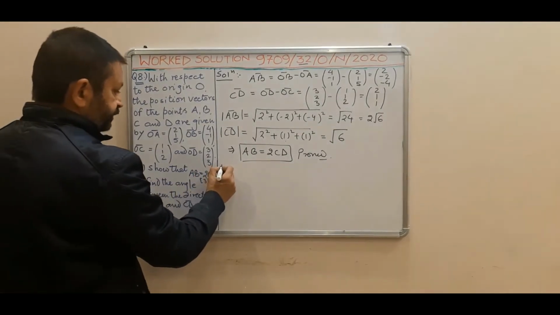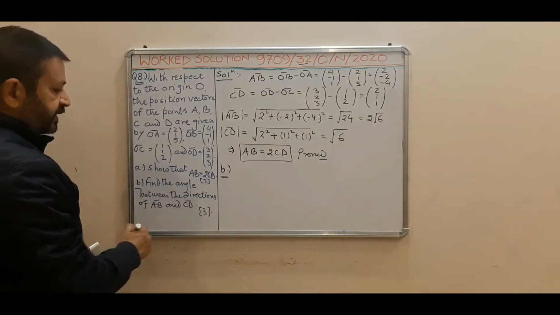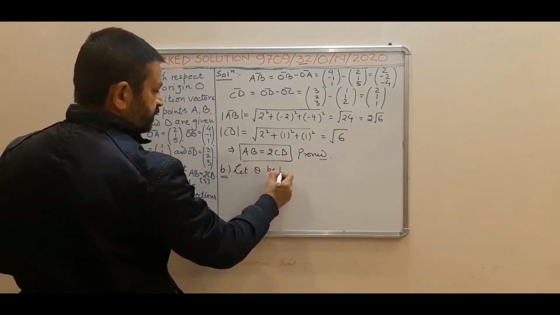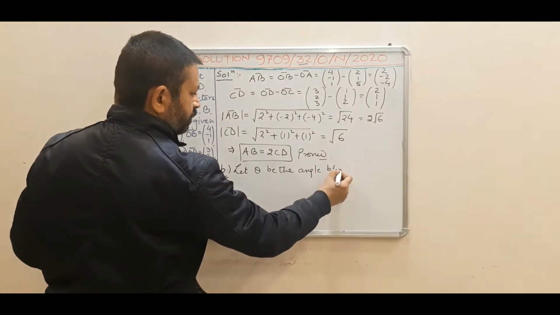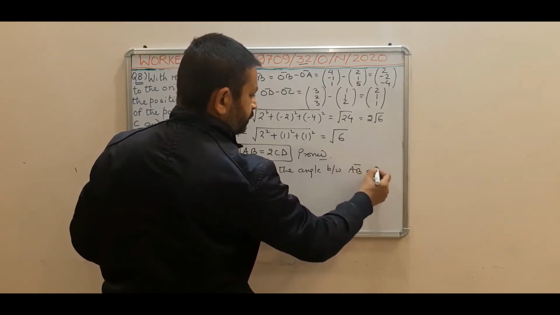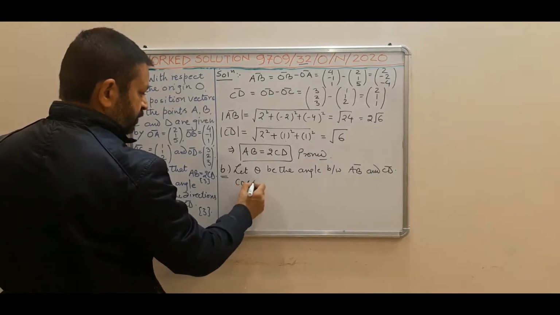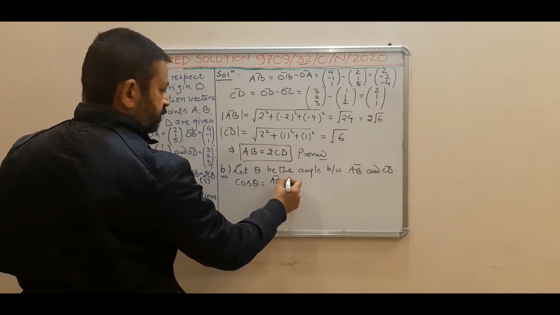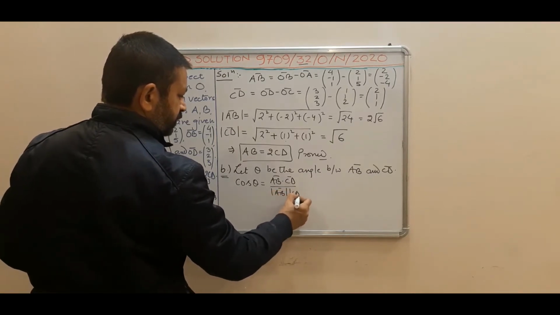B part, find the angle between the directions of AB and CD. Let theta be the angle between AB and CD. It will be given by cos theta is equal to AB dot CD upon modulus of AB times modulus of CD.